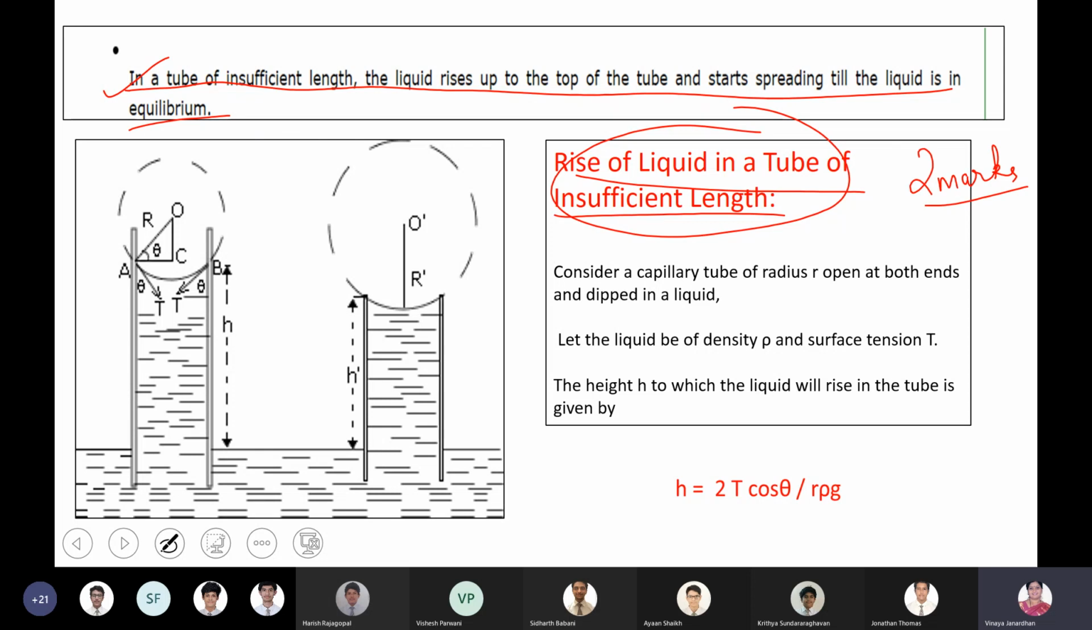So you can have both the diagrams. R is the radius of curvature of the liquid meniscus in tube 1. R dash is the radius of curvature of the liquid meniscus in tube 2.